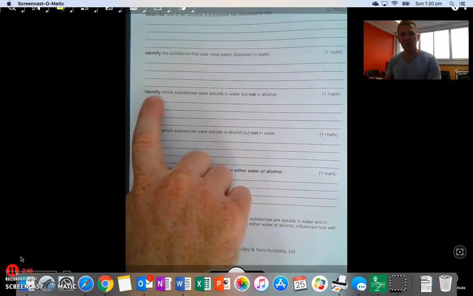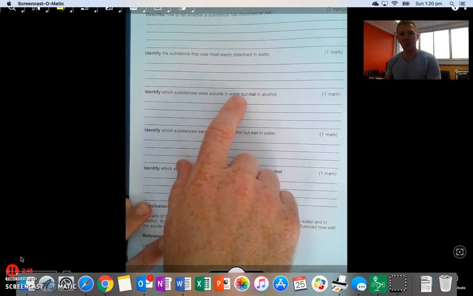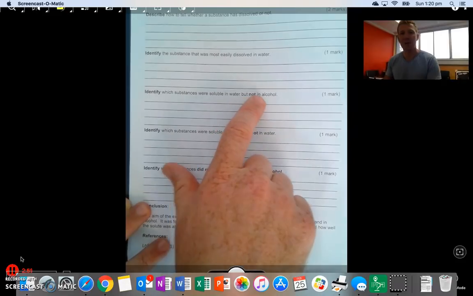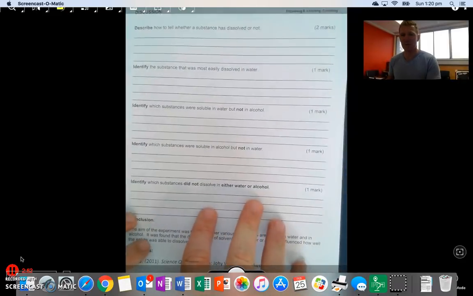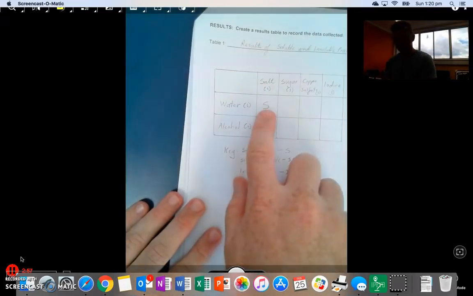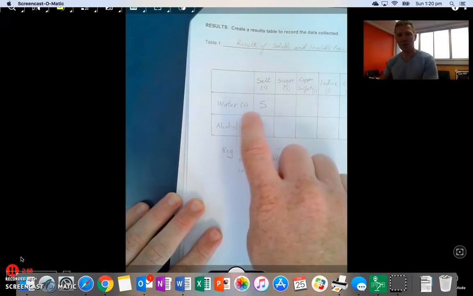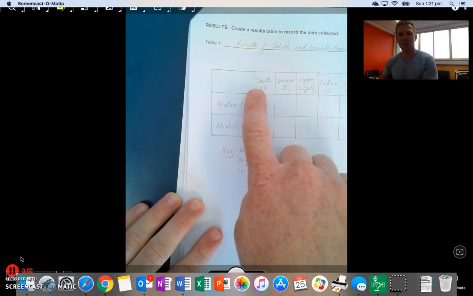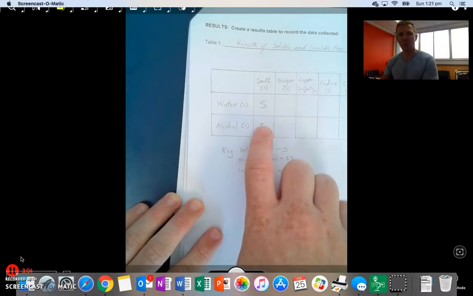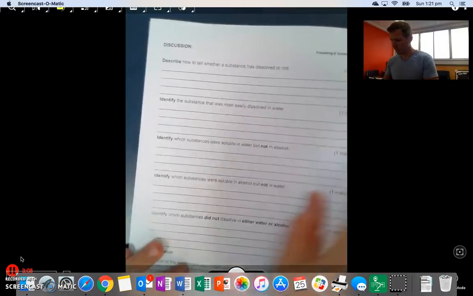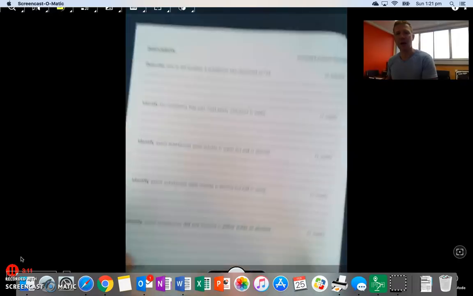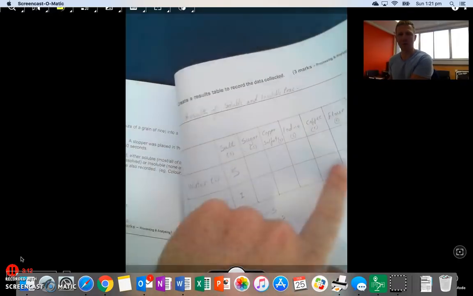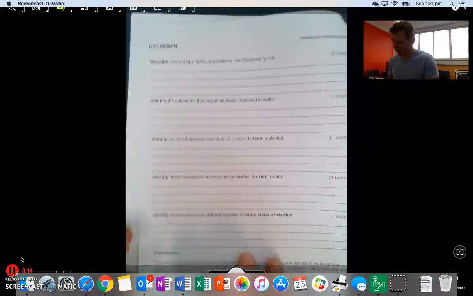The same thing: identify which substances were soluble in water, but not in alcohol. So read the question carefully. We go back to here. Soluble in water, yes, but not in alcohol, no. So you could say, well, salt, soluble in water, but not in alcohol. Come over here and list it. Are there any others? You'll know because you'll have a full list of things.